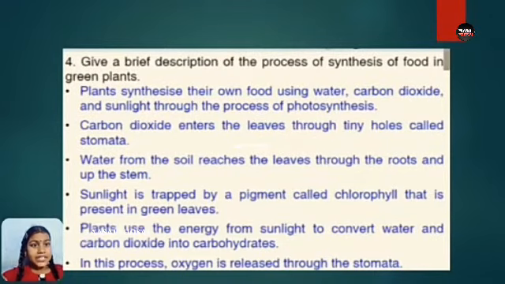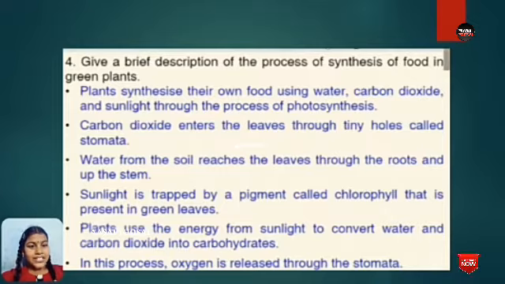Give a brief description of the process of synthesis of food in green plants. Plants synthesize their own food using water, carbon dioxide and sunlight, in the process of photosynthesis. Carbon dioxide enters leaves through tiny holes called stomata. Water from the soil reaches the leaves through the roots and up the stem. Sunlight is trapped by a pigment called chlorophyll that is present in the green leaves.